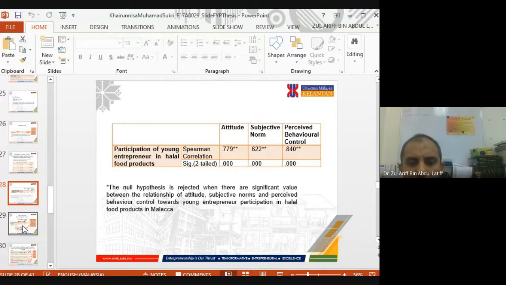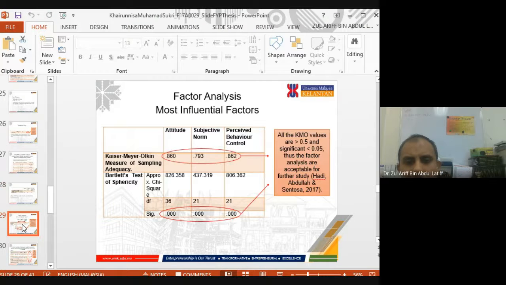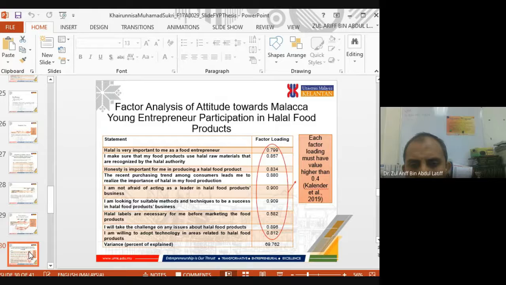Above 0.7. So the statements here stated that all CHEMOS values of 0.5 are acceptable. So they are all above 0.5. 0.8 is high at 0.5, 0.7, 0.8. And the significance is also 0. So do it like this. Make it with circles, things like this. So when you present, it looks more friendly.